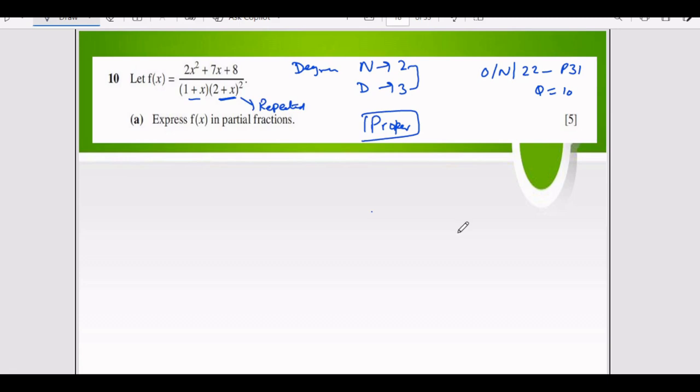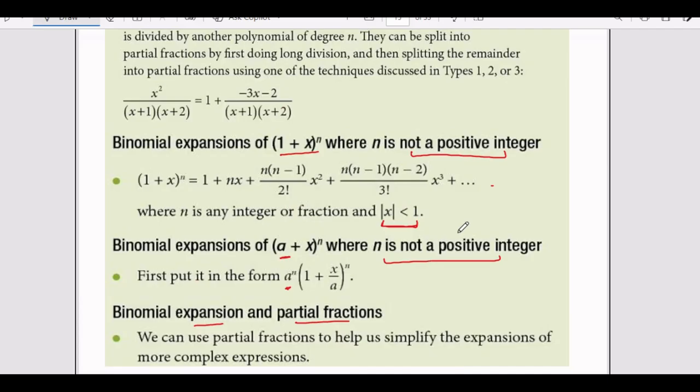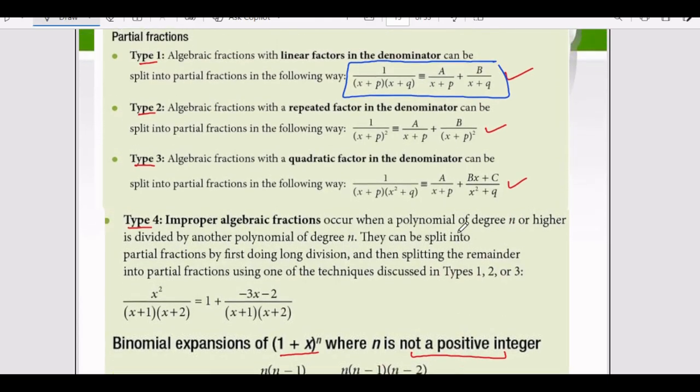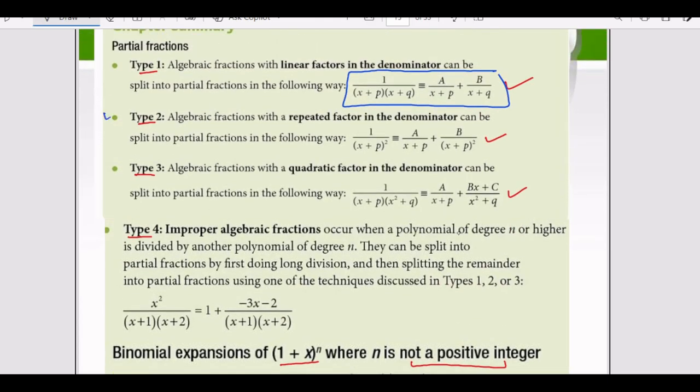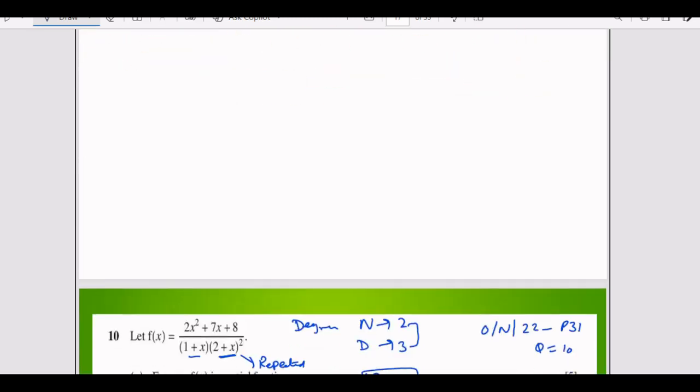So let's go back, let me show you the summary that we did. When you have a repeated root, what do you take when you do the partial fraction? Here we have type 2, so it is type 2, a repeated factor in the denominator. Now this is basically a combination of type 1 and type 2, because we have two factors and one of them is repeated. So we will first expand it like this, A plus B, then we will take the third term as repeated. So let me write it down here.